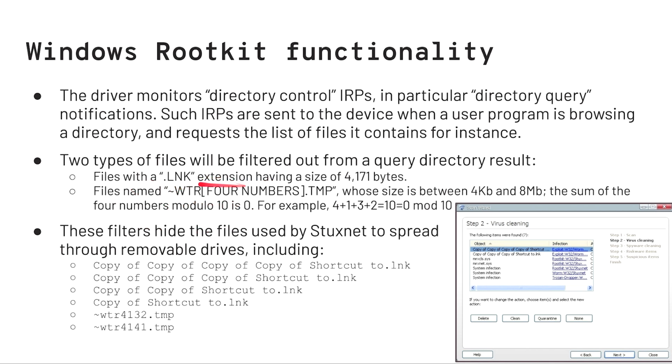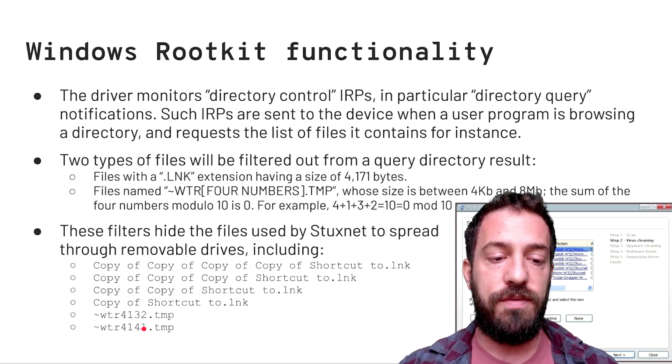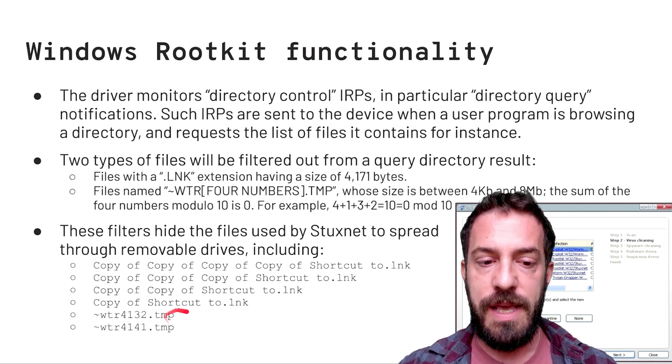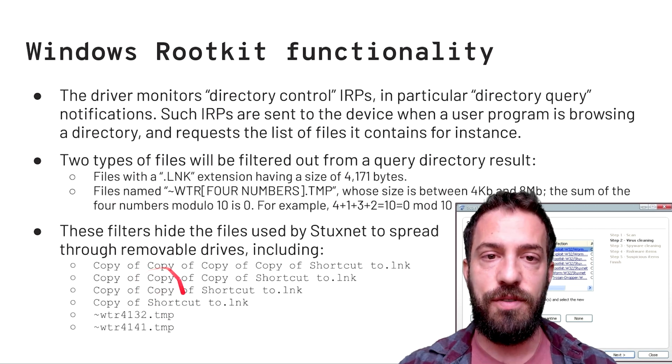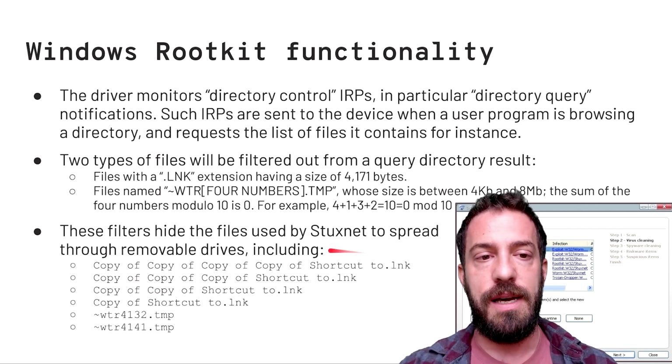So with these filters, we'd exclude these files, right? So if you had those 6 files in your drive, those 4 LNKs, for example, because they had that specific byte size, they won't be shown to the user. And same with those TMPs, because if you had 4132, that's 10, 4141 is also 10, 10 modulo 10 is also 0. So these will be hidden from the user when browsing the directory.